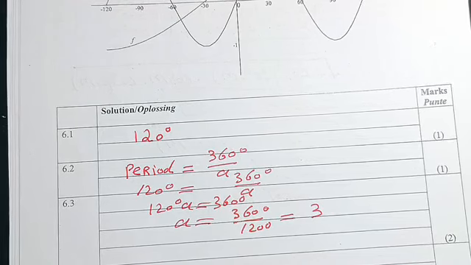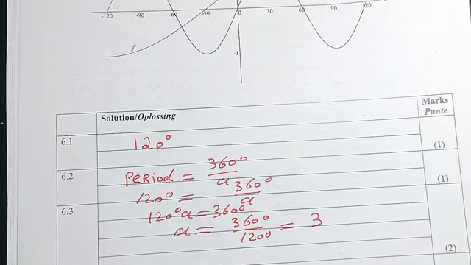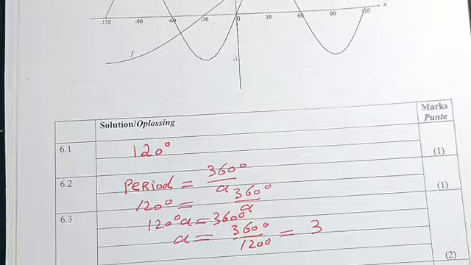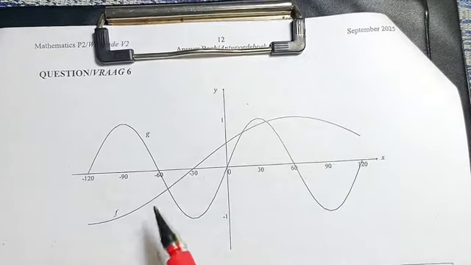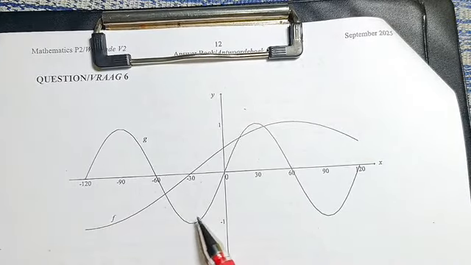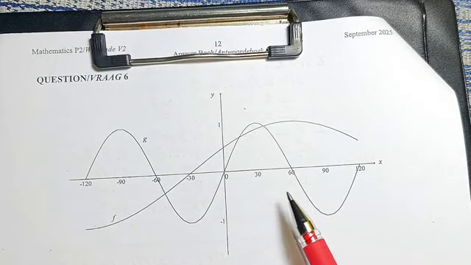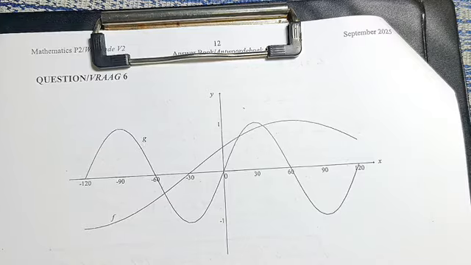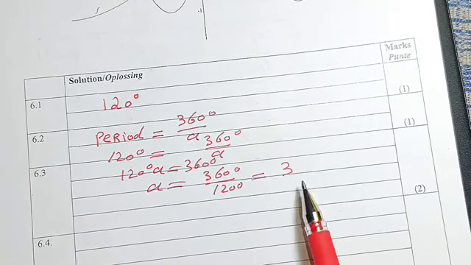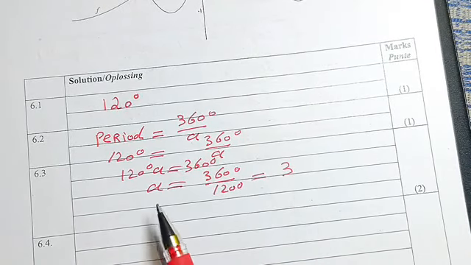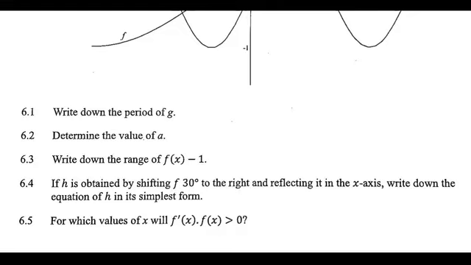Must remember, since the graph shows a standard sine wave, not reflected horizontally, so you can see a standard wave, a positive wave. So a is positive. So a is going to be equal to positive 3.